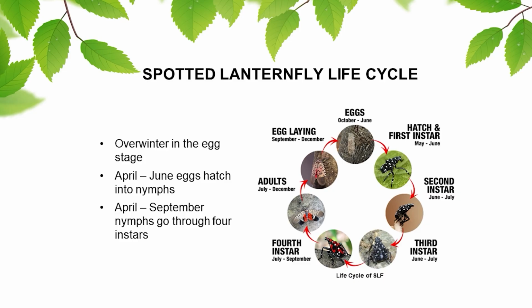Spotted lanternfly life cycle. The spotted lanternfly overwinters as an egg in an egg mass. From April through June, the eggs hatch into nymphs. April through September, the nymphs feed on the sap of host trees. They go through 4 instars, becoming larger in size and more colorful in each instar. They emerge as adults beginning in July through December.